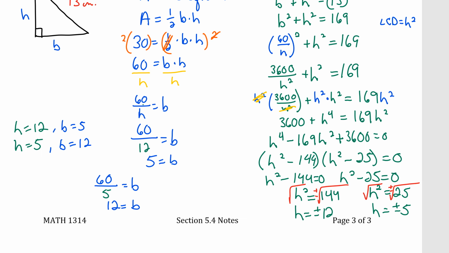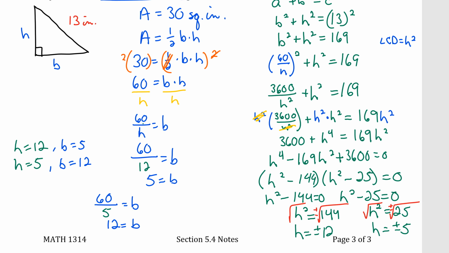So in this particular case, the lengths of the legs are 5 inches and 12 inches. Because it doesn't matter, either way I go, one's 5, one's 12. Okay? So try some additional application problems with these nonlinear systems of equations, and then let me know if you have questions.